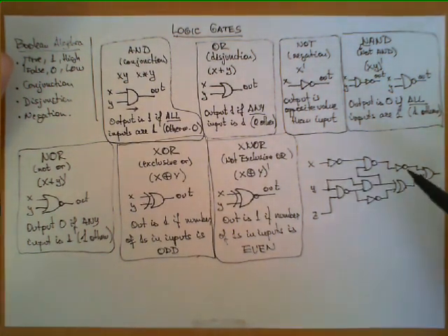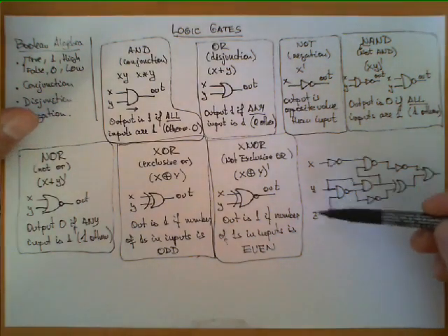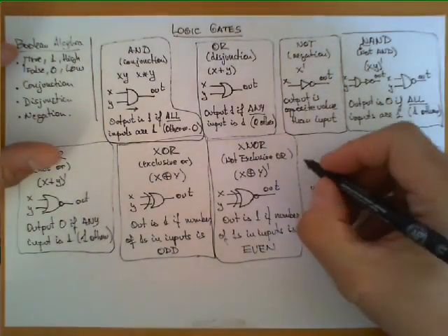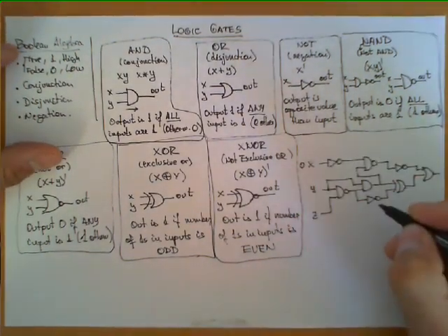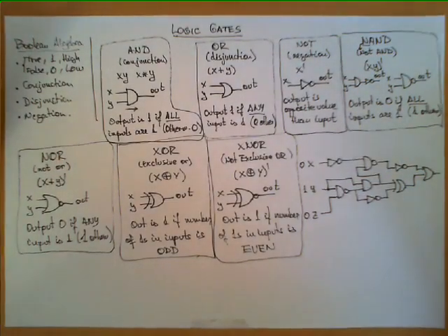So what is the functionality of this circuit? Well, we have all the information we need here to anticipate what would be the behavior of this circuit if we apply certain values to X, Y, and Z. Let's set an example. For example, X will be 0, Y will be 1, and Z will be 0.